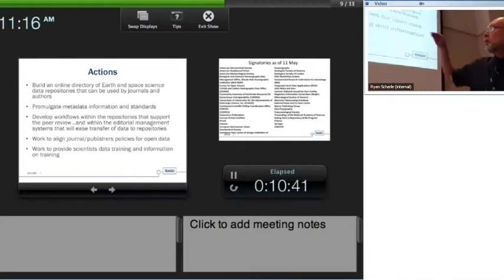We're doing some other efforts to align journal publishers' policies for open data. As I mentioned, we've had a few papers rejected for not meeting our data compliance. I think it's in everyone's best interest not to have a low standard journal where everyone can go to escape other policies.